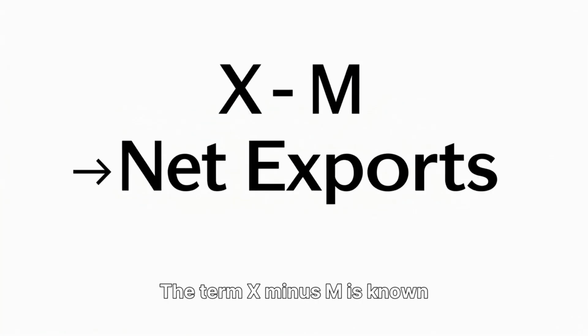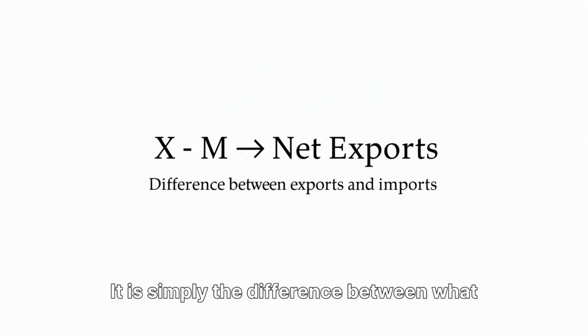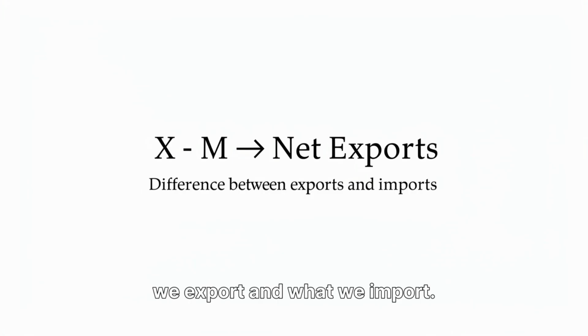The term X minus M is known as net exports. It is simply the difference between what we export and what we import.